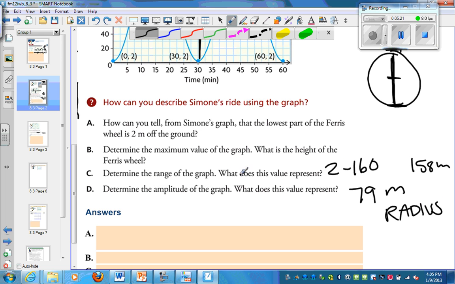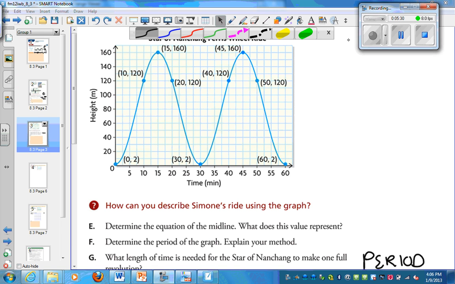Okay, and this again was our diameter. Running out of space. Okay. So here's the graph again. Determine the equation of the midline. What does this value represent?